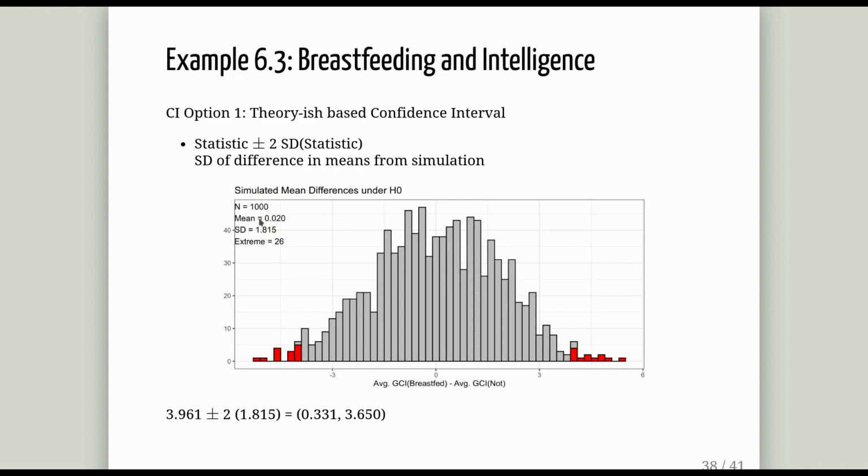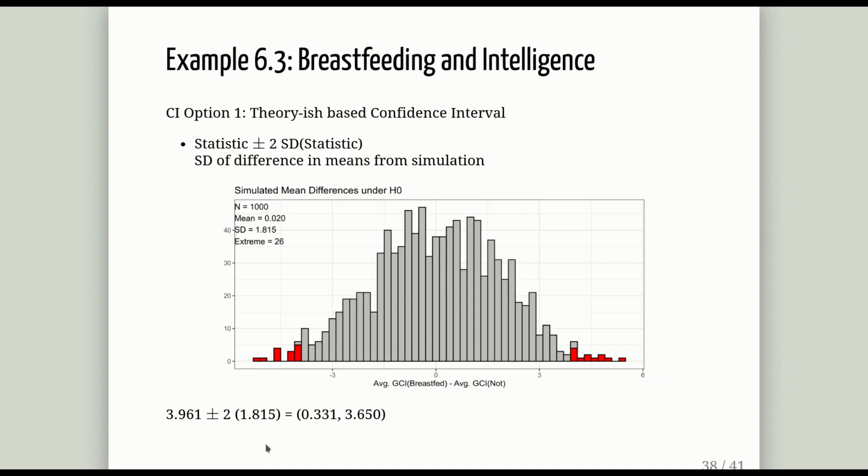So this 1.815 here, and use that in our confidence interval. So that's cheating a little bit. You don't have to actually calculate out the standard deviation of the statistic, so the standard error. You can just grab it from the simulation. But because it's simulated, you're assuming that the null hypothesis is true. And that's probably not a big deal, but I can see where it could be a problem in edge cases.